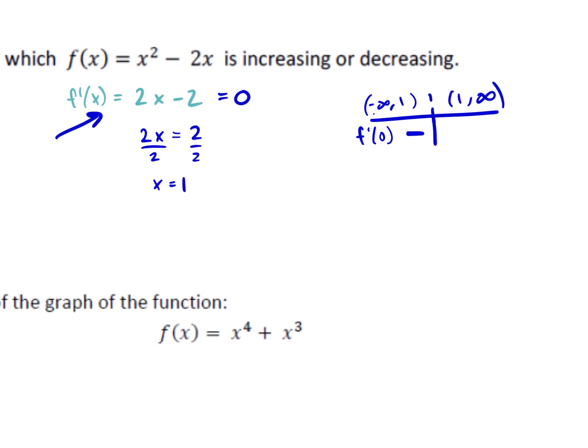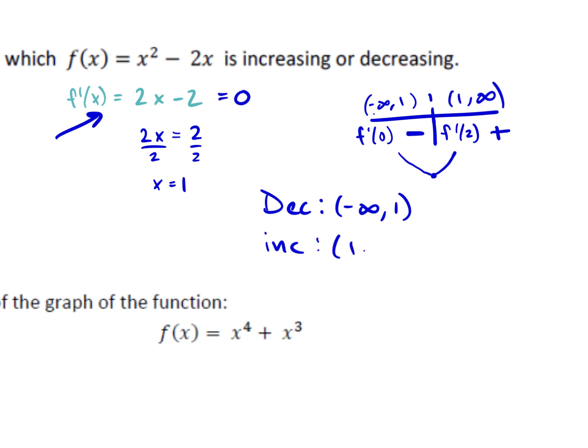In our second interval, I could plug in 2. Again, we're plugging it into our derivative. When I plug in 2, that would be a positive number. So we would be decreasing in our first interval and then increasing in the second one. So to answer this question, we're decreasing from negative infinity to 1, and then we're increasing from 1 to infinity.